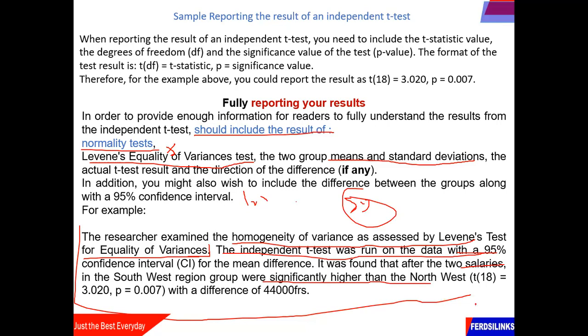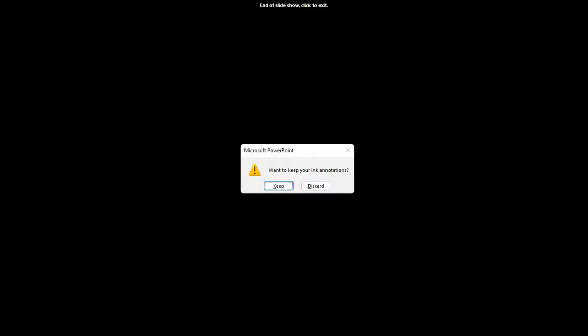With the t, we give the t, its degrees of freedom, the actual t value and the probability. When probability is less than 0.05, most often it is presented like this: 0.001. So we put it just like this, and it goes. So I think that's all for the independent sample t-test.